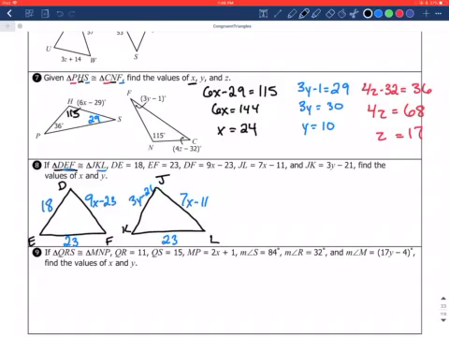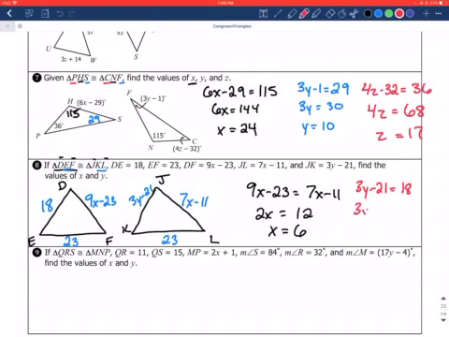So DF right here is congruent with JL. So we're going to do 9x minus 23 is equal to JL, which is 7x minus 11. That will be 2x and 12. So x will equal 6. And then we will do y, which would be 3y minus 21, and that is congruent to DE, which is 18. We'll add 21 to that, divide by 3, that gives us 13.